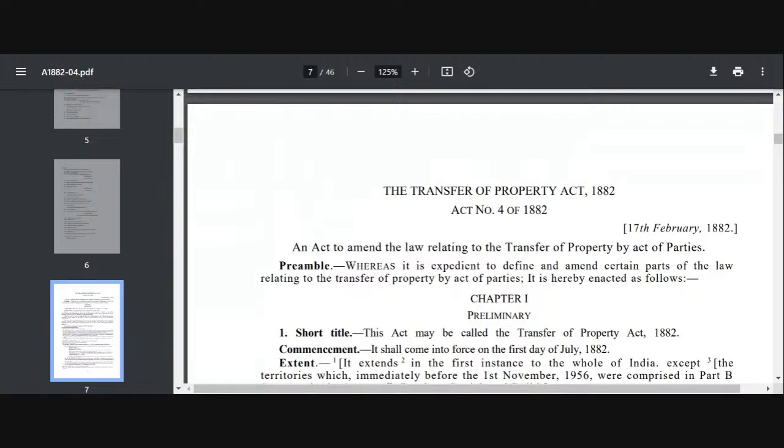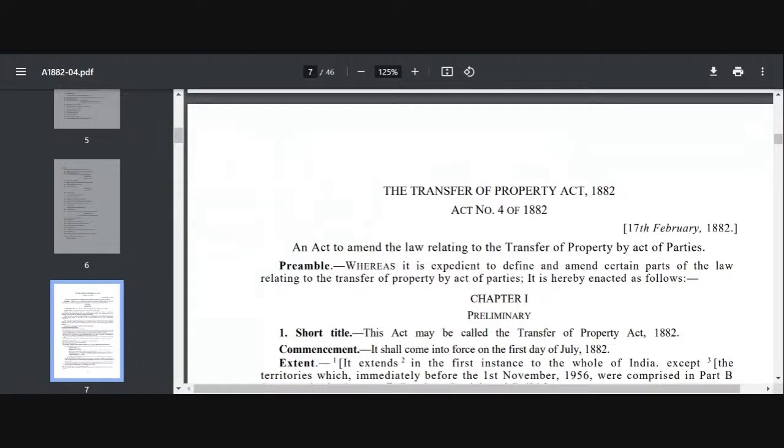So, what is the object as given in the act, students? The object of the TP Act is given in the preamble only. Any act, when it is enacted, has an object, and the preamble is the reflection of the whole act. In the beginning of almost every act, you will find there is a preamble. And what does the preamble do?